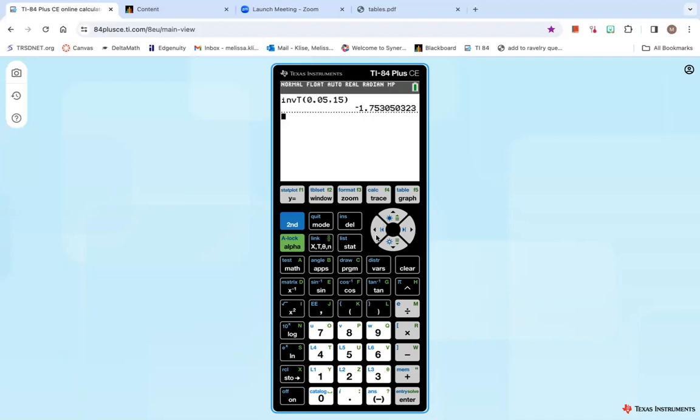So remember though, if we're looking for t values for our confidence intervals, we always do n-1 degrees of freedom. So I would have put 14 in here had I been looking for a t value for a confidence interval. So that's second vars, and it's inverse t, which is right below inverse norm.